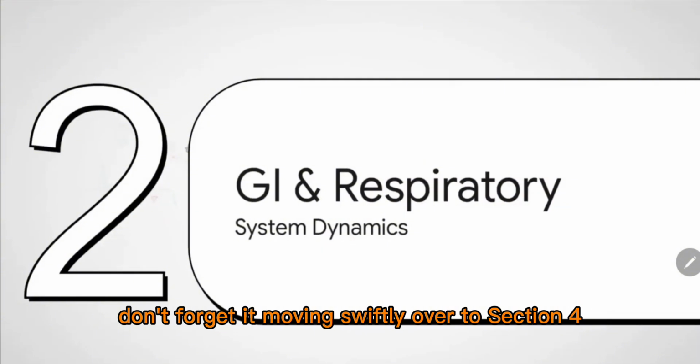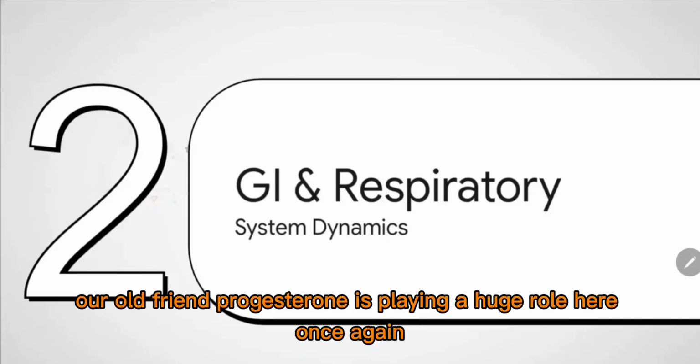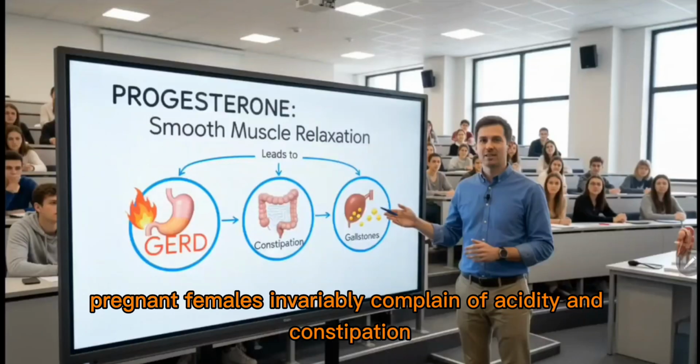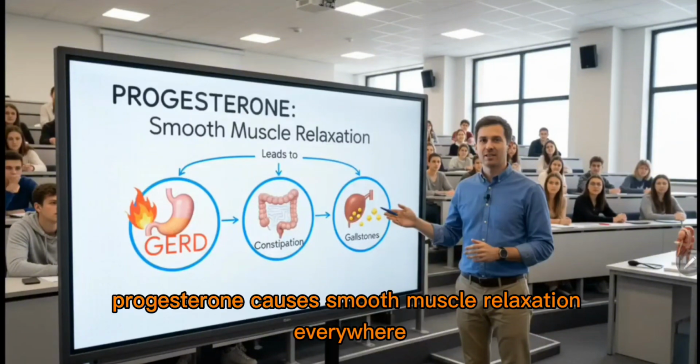Moving swiftly over to section 4, we are now exploring the GI tract and the respiratory system. And as you'll see, our old friend progesterone is playing a huge role here once again. Pregnant females invariably complain of acidity and constipation. Why is that? Well, progesterone causes smooth muscle relaxation everywhere.